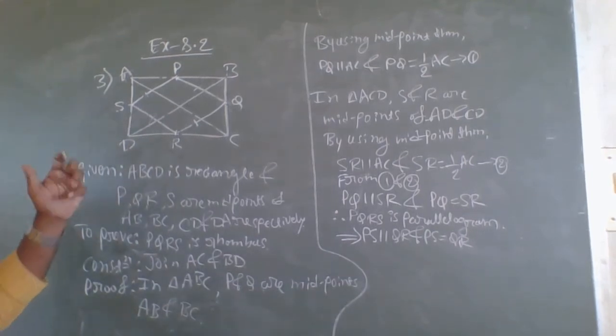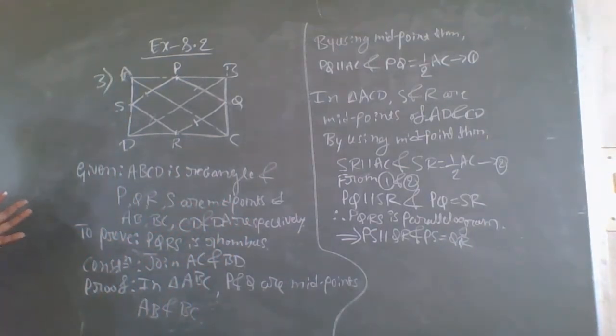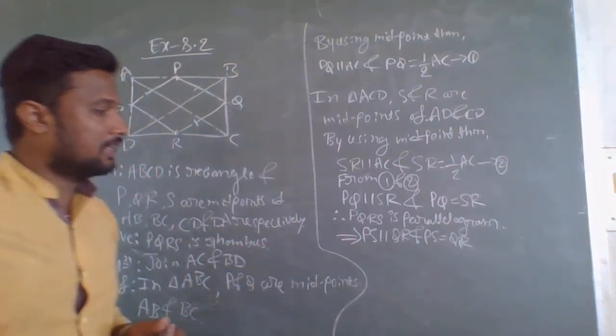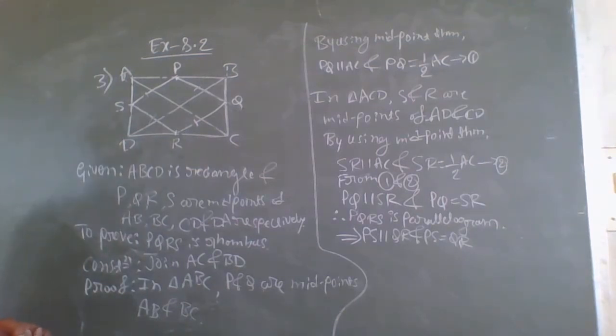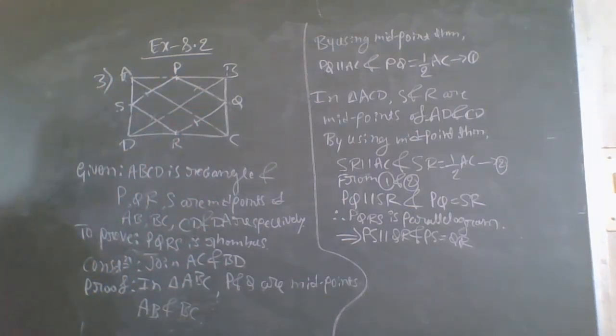But what is the difference between a rhombus and a parallelogram? The main difference is that in a rhombus all the sides are equal, but in a parallelogram only opposite pairs of sides are equal and parallel. So now we have to prove that all these sides are equal to each other. To prove this, what will we do? We will consider triangle BCD.